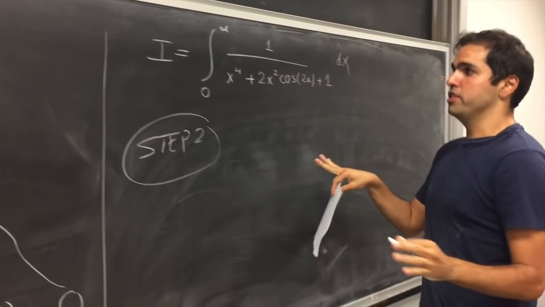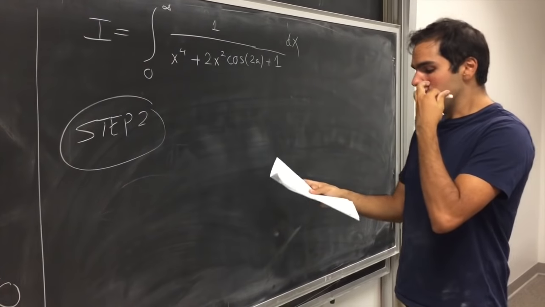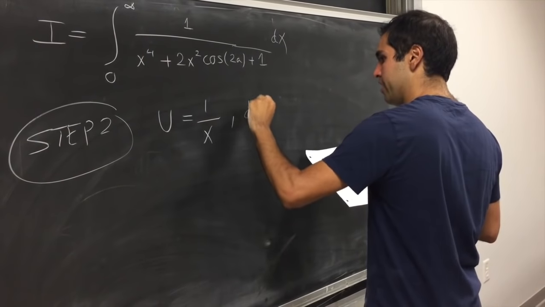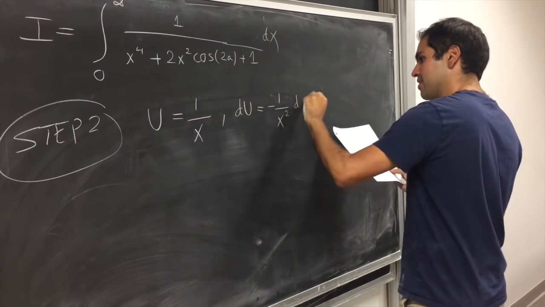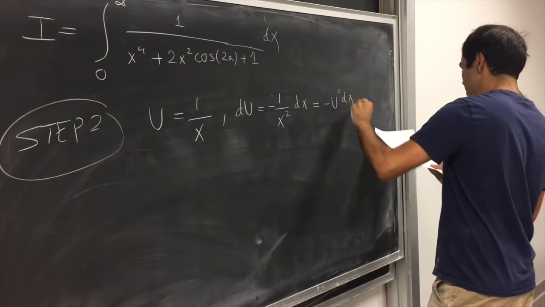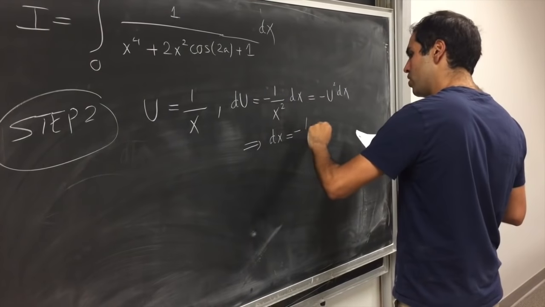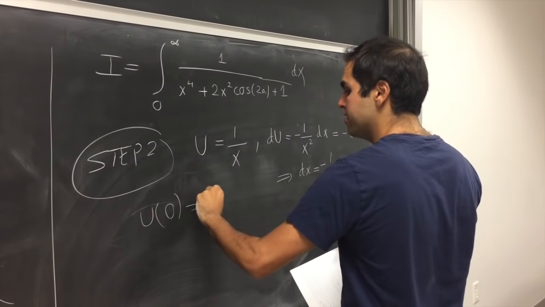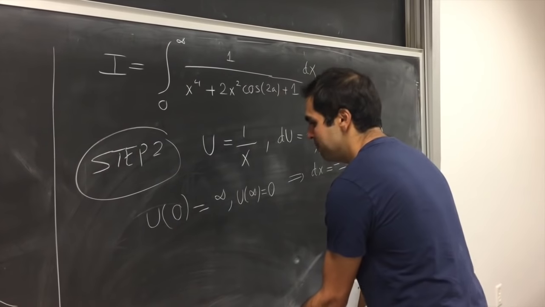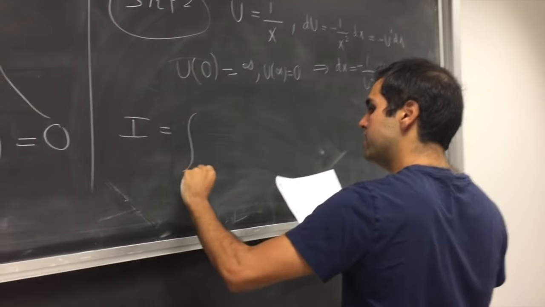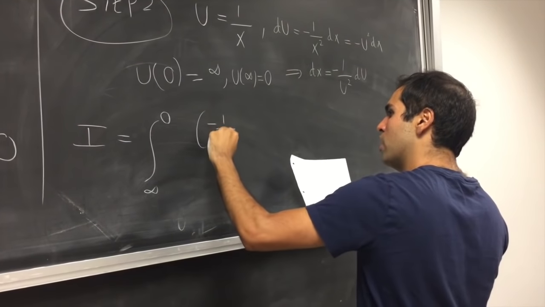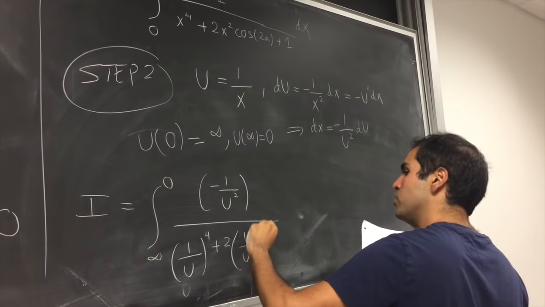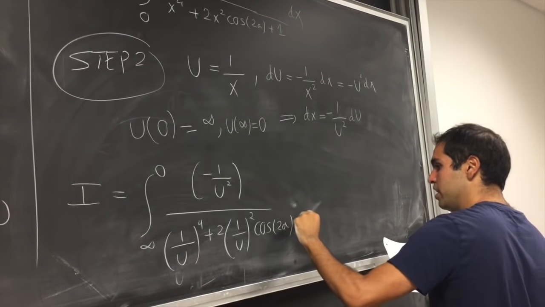Next step, use a substitution. It's not the usual one you think of, but it will simplify your integral a little bit. Let u equal 1 over x. Then du is minus 1 over x squared dx, and that's minus u squared dx, which tells you that dx is minus 1 over u squared du. Also, u of 0 plus is infinity, and u of infinity becomes 0. So your integral becomes the integral from infinity to 0 of minus 1 over u squared over 1 over u to the 4th power plus 2 times 1 over u squared cosine of 2a plus 1, du.